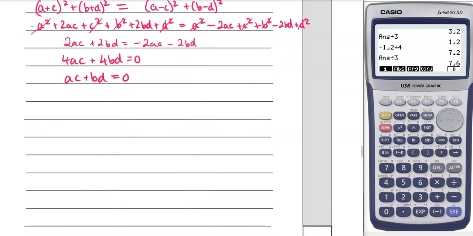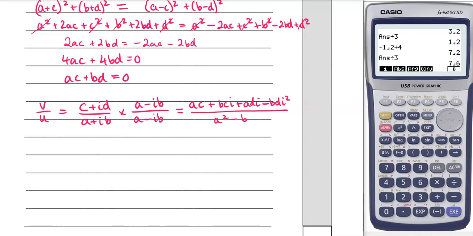Okay, let's get on with the other part, v divided by u. So v over u was c plus id over a plus ib. Let's multiply that through by the conjugate of the denominator to rationalize the denominator. Okay, and what do we have coming out of this? So on the top, the real parts are ac plus bd, and then the i parts we've got bc minus ad i, and the bottom is a squared plus b squared.